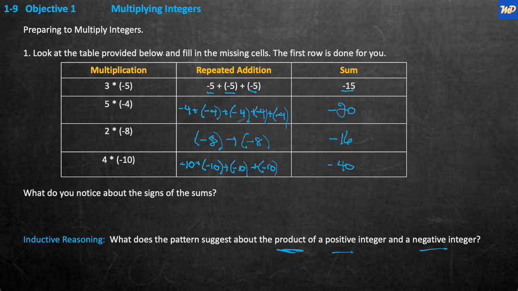So up here on this problem, the question here is, all sums are negative. And here, the product of a positive and a negative integer is negative. Okay?